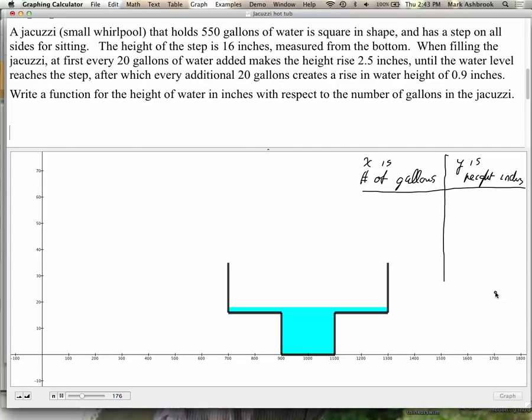So if we're going to do a function of height with respect to number of gallons, then we want number of gallons to be X, input, and Y is our output, height in inches. So let's generate some pairs here. 0, 0, I heard. What else?